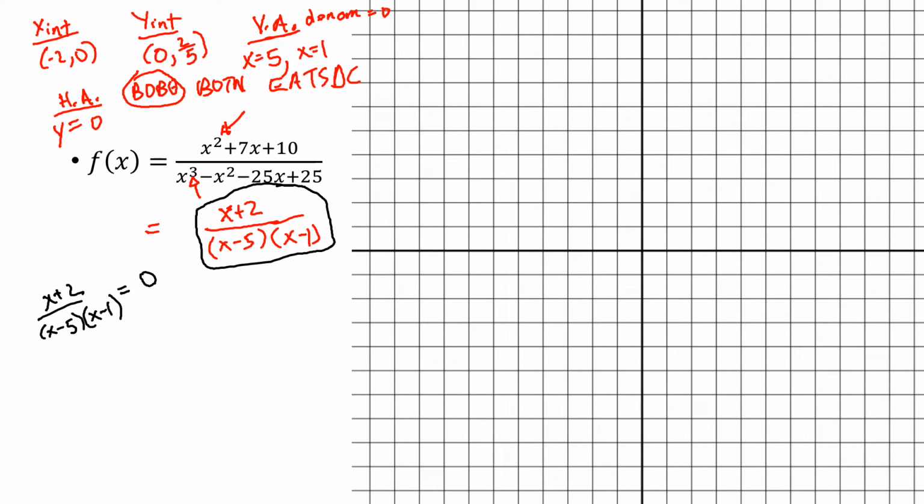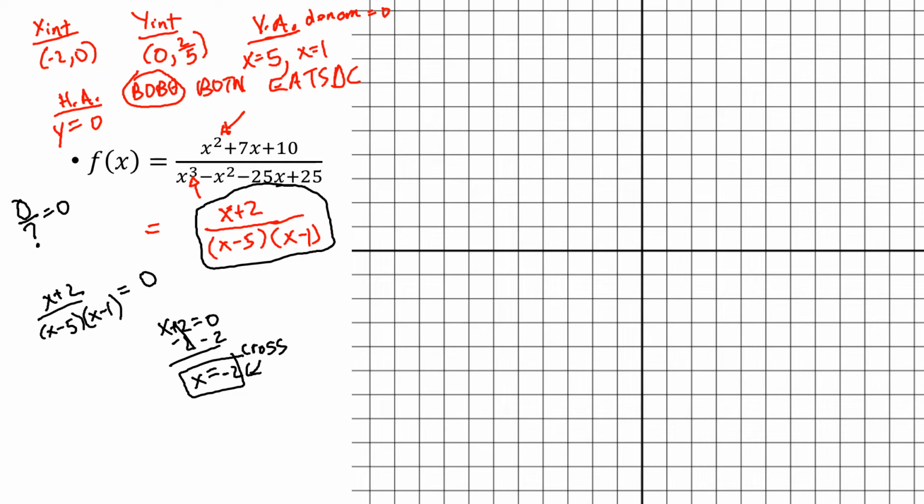So think about it. We have a fraction. When will a fraction equal 0? If I have a fraction equal to 0, I know I can't put 0 down at the bottom. It can be any number except for 0 down here. But I have to have 0 up here. So the numerator has to equal 0. In other words, x plus 2 has to equal 0. So that means that x is equal to -2. So it's going to cross right here where x is -2.